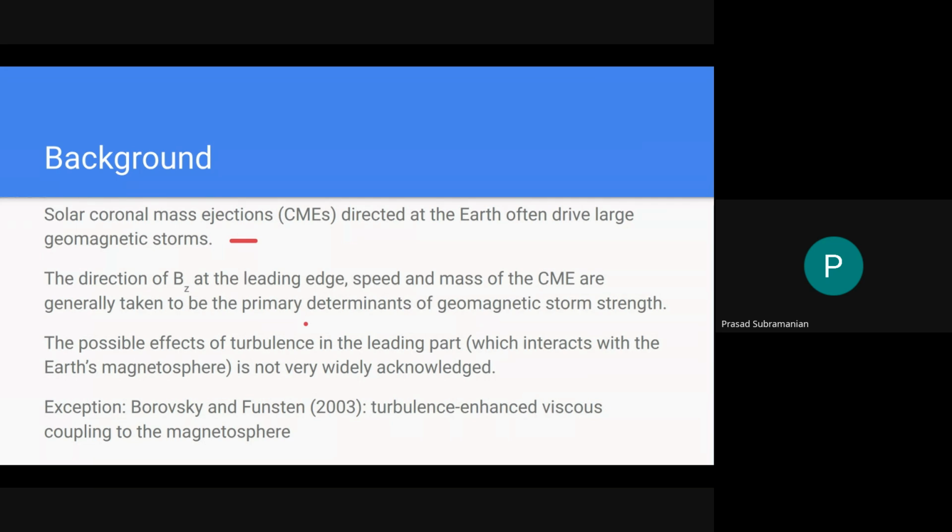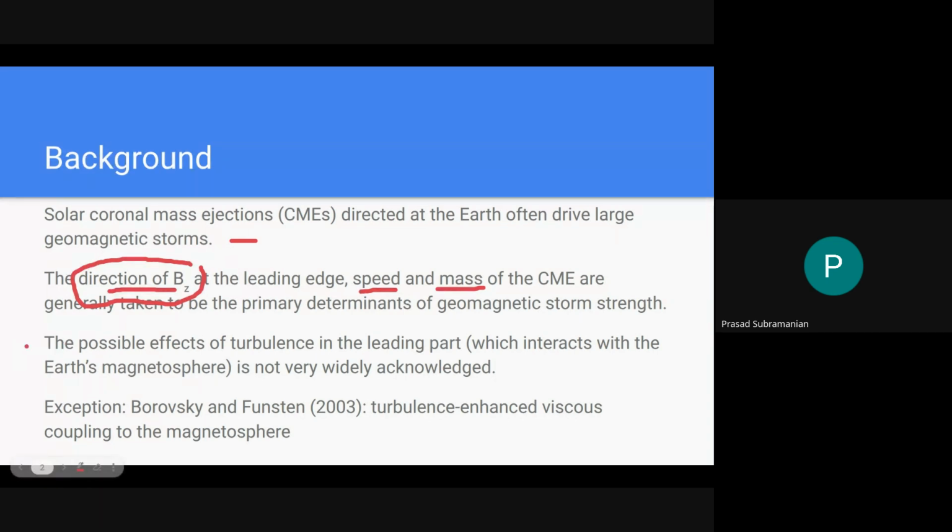Most of the time, the properties of the CME that are thought to affect the intensity of the geomagnetic storm, specifically the Dst index, are the direction of the southward pointing magnetic field at the leading edge. Leading edge means the part of the coronal mass ejection that interacts with the Earth's magnetosphere first. Things like the speed and the mass of the CME, basically its momentum, how much the CME can compress the geomagnetic field, and how well it can lead to reconnection, what the direction of Bz tells you. These are generally taken to be the primary determinants of geomagnetic storm strength.